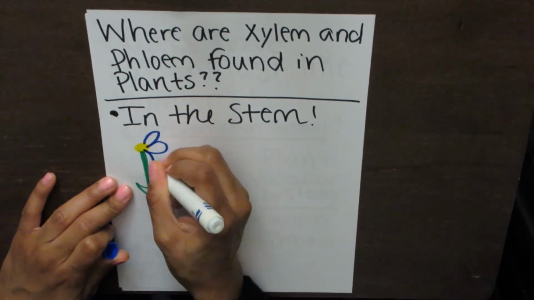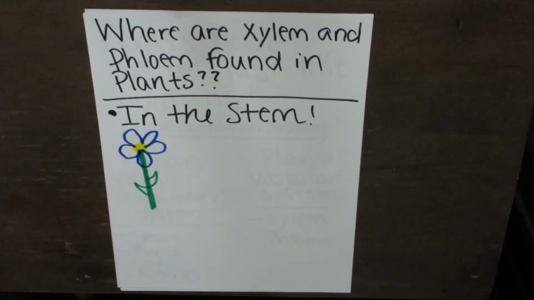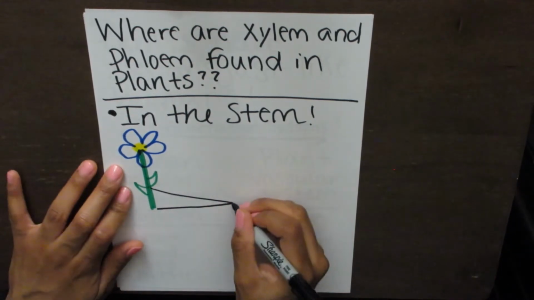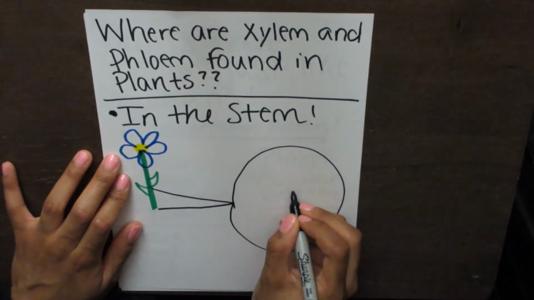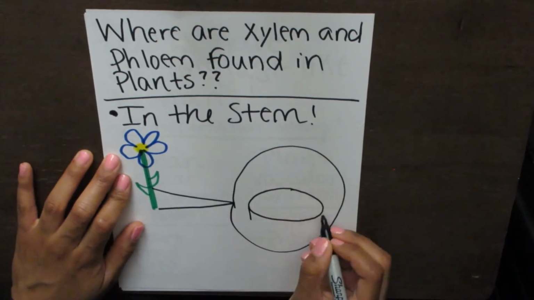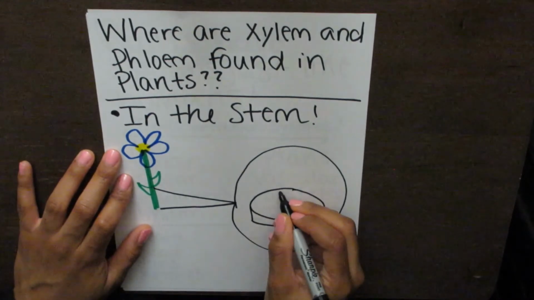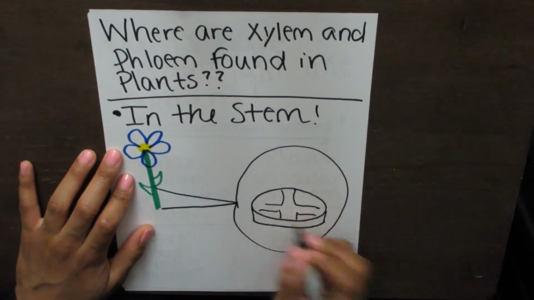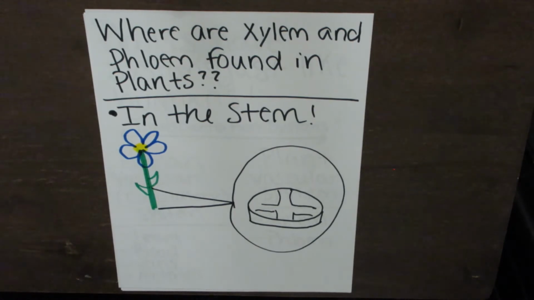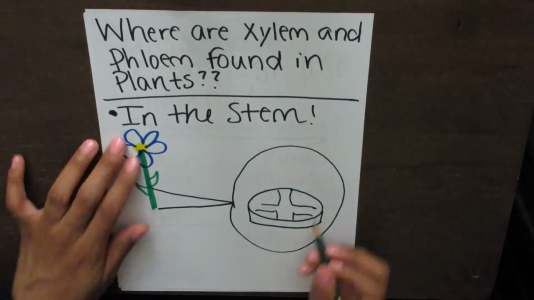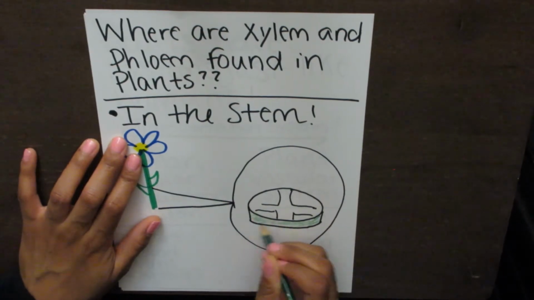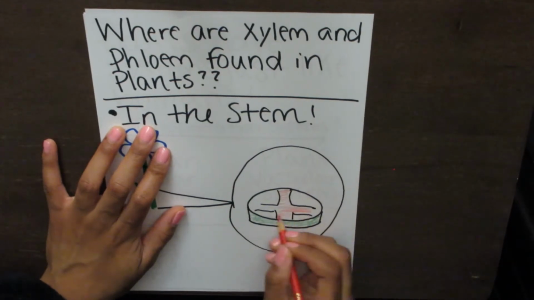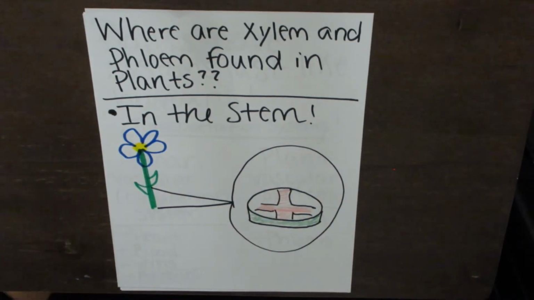But here I am just drawing a flower. This is what it looks like, just a regular flower. But then I'm going to create a zoom type picture where it zooms in on a little section of the stem so that we can look inside the stem and see what our xylem and phloem are going to look like. I'm going to go ahead and color it so that you guys will be able to tell the difference between the structures, because when it's in black and white, it's a little bit harder to see. So I'm going to make it where you guys can easily see what's going on.